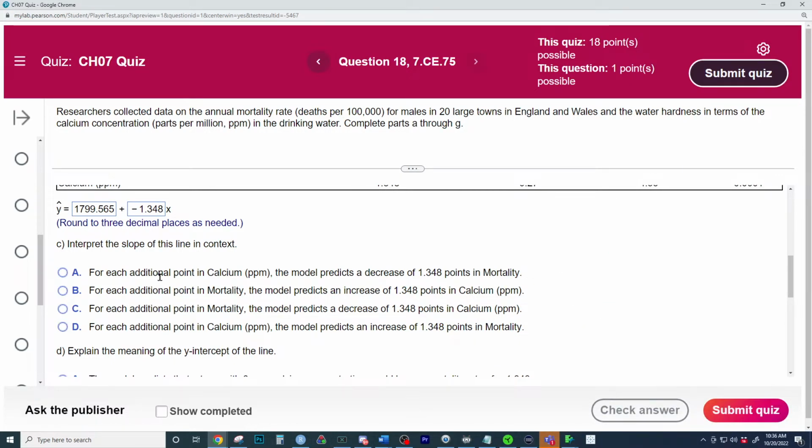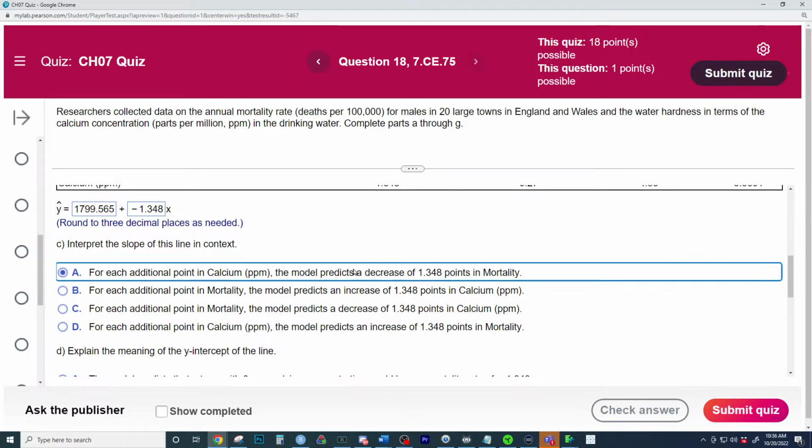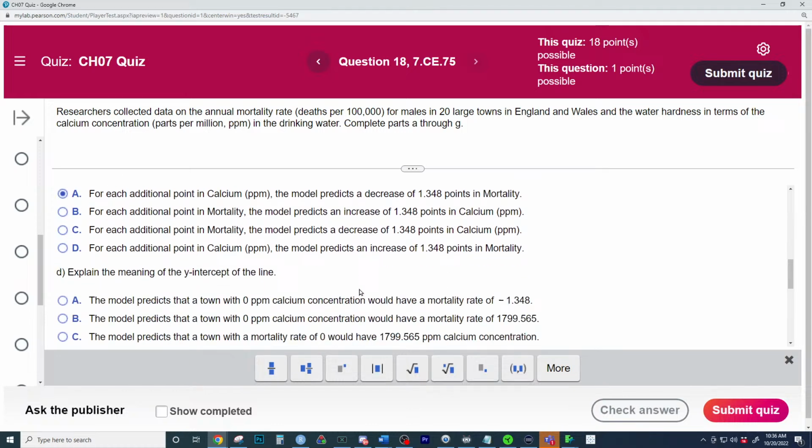For each 1 unit increase in calcium in parts per million, the model predicts a decrease, negative slope. So the answer right here is just the decrease. Very important to know that.